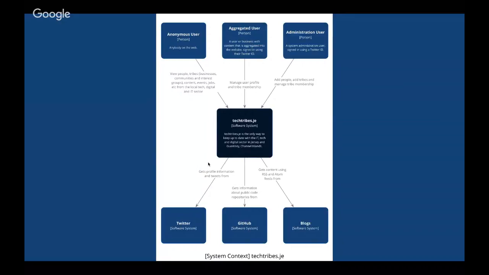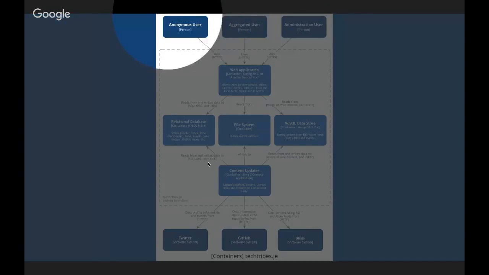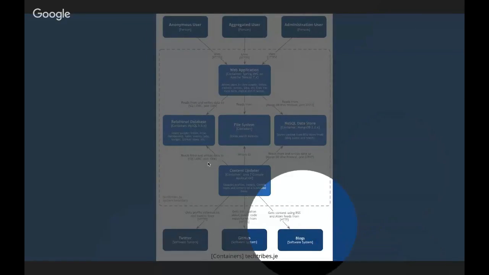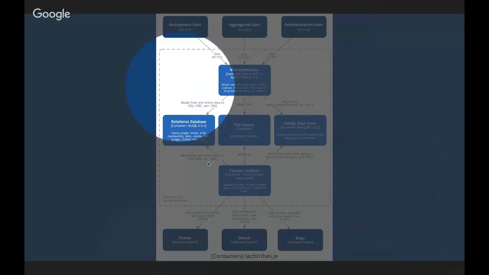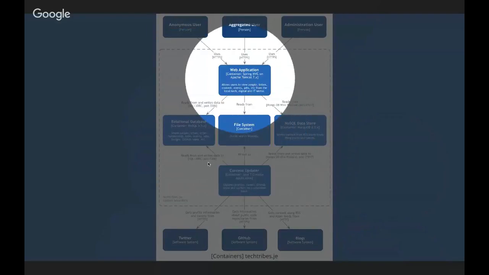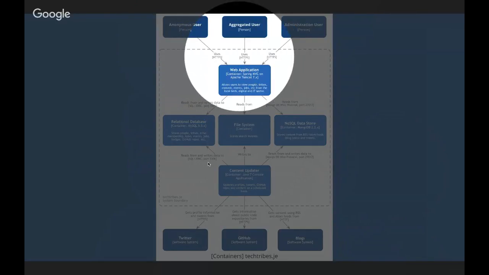If we zoom into the TechTribes system, we get to see the containers inside it. So this is the container diagram for the TechTribes system. At the top, we still have our people, and at the bottom, we still have our other systems. All I've done here is expand out and zoom into that TechTribes box to show the containers inside it. And very simply, at the top, there's a web application. This is a Java Spring MVC web application running on Apache Tomcat in this case. And that's a single point of access for all of the different user types.